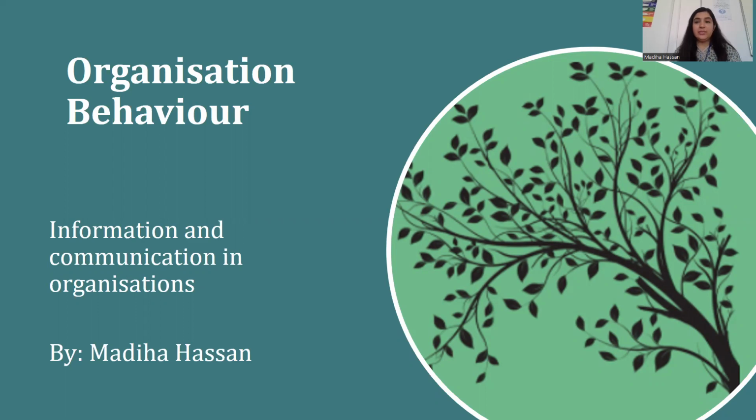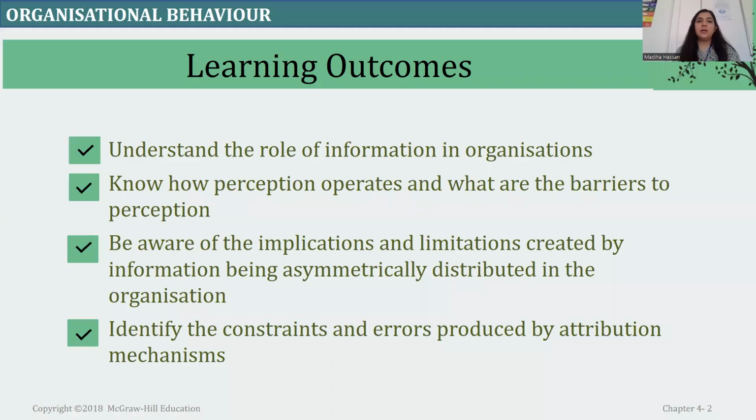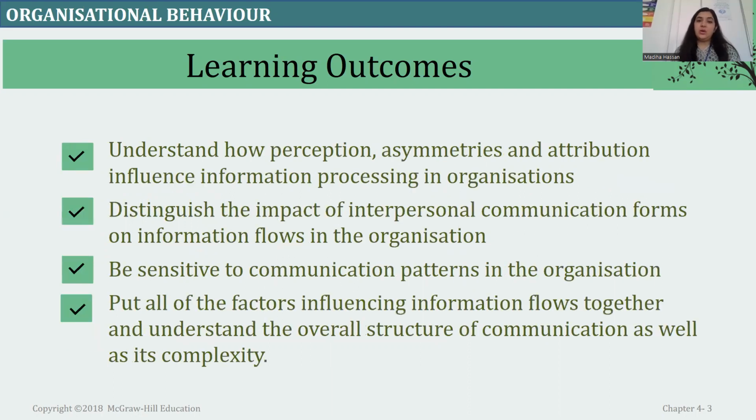Okay, so moving on towards the learning outcomes. The learning outcomes are: understand the role of information in organization, know how perception operates, be aware of implications and limitations created by information, identify the constraints and errors produced by attribution, and understand how perception is symmetric and attribution influences information, distinguish the impact of interpersonal communications, be sensitive of communication patterns, and pull out all the factors influencing information flows together.